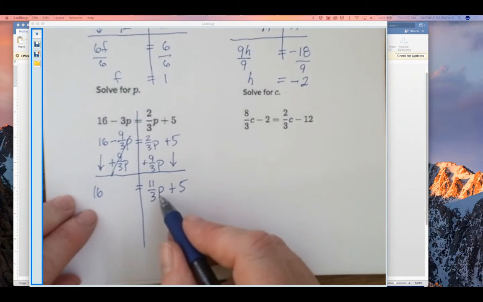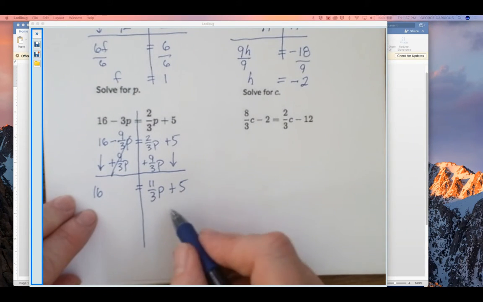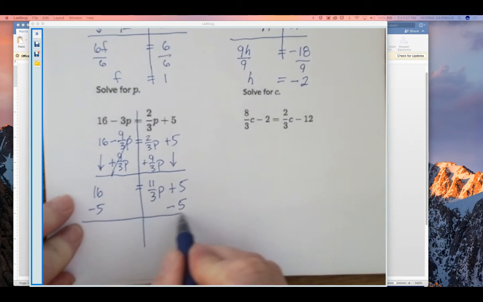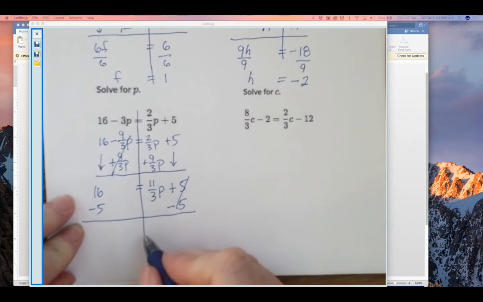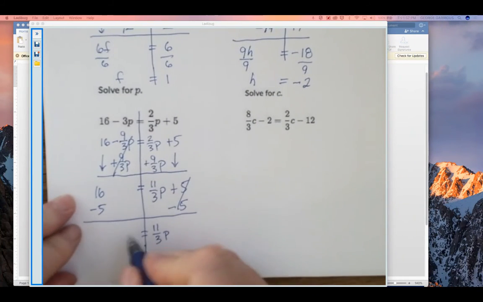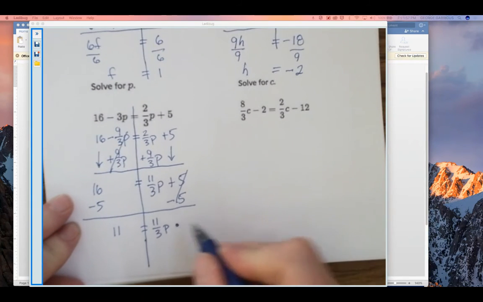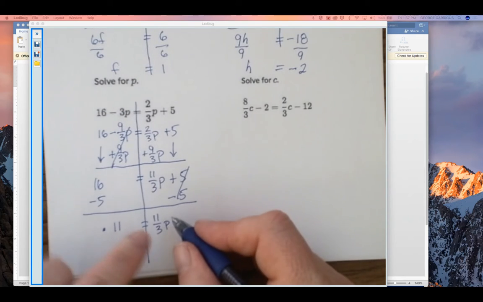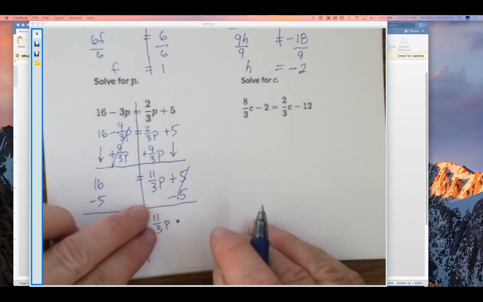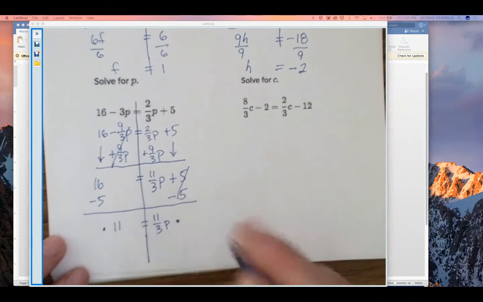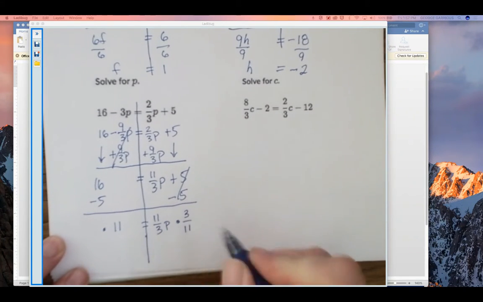Now I have a variable term on the right. I've got to get rid of this constant. I'm going to subtract 5. When I'm almost done, that's 0. 11/3 p. 16 minus 5 is 11. And finally, I just multiply by the reciprocal. That's the coefficient. I'm just going to take this coefficient and flip it over. I don't include the p. I'm just left with 3 over 11.